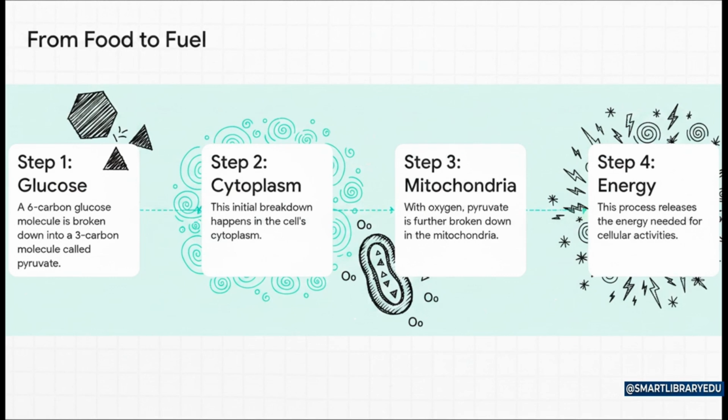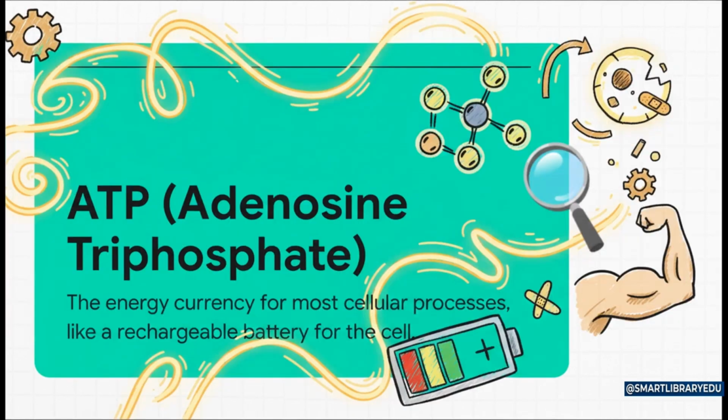Well, that magic happens through respiration. It all starts with a sugar molecule, like glucose, which gets split in two. Then, inside the cell's little powerhouses, the mitochondria, those smaller pieces are broken down even further with the help of oxygen, and that releases a ton of energy. But here's the cool part.